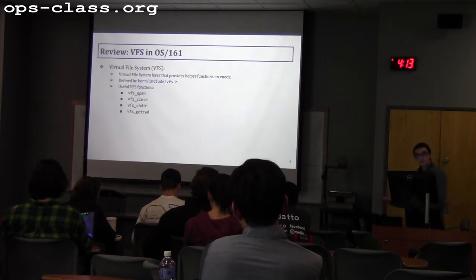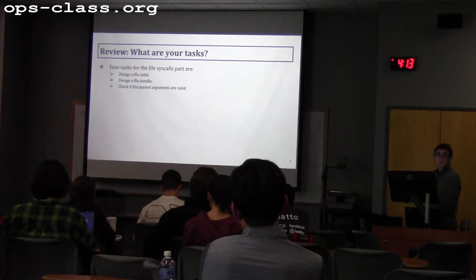So other than read and write, the rest is just designing a file table and the file handle, and then you need to do the argument checking. Any question on the file syscalls before we move on?